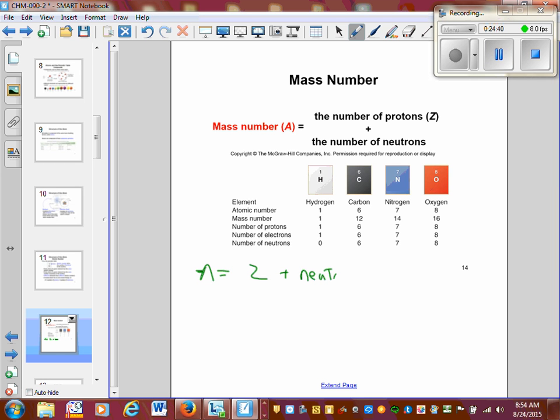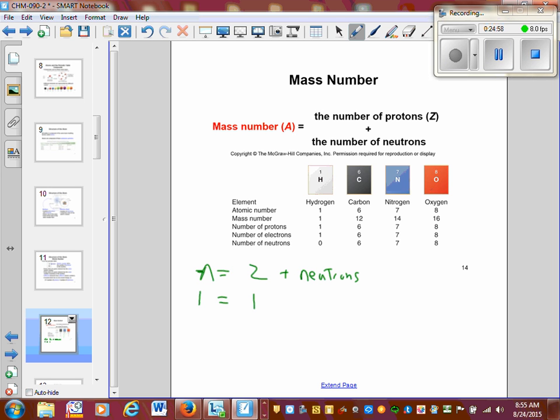So if the mass number is 1 for hydrogen, and Z is 1 proton, how many neutrons have to be there? 0 neutrons. 0 plus 1 is 1.